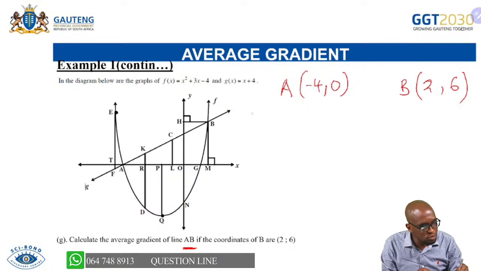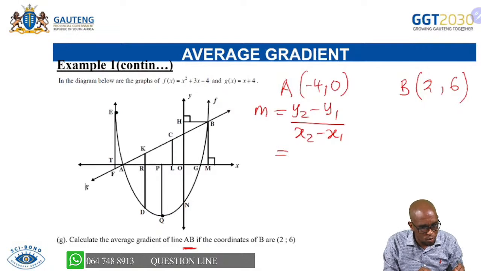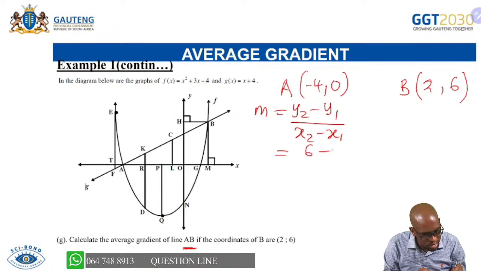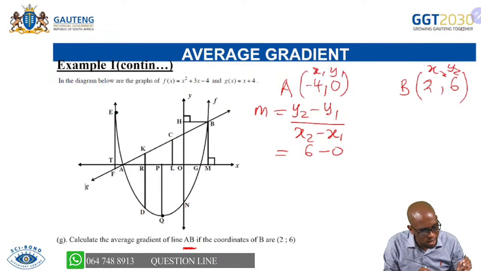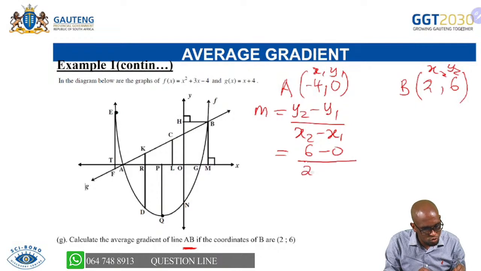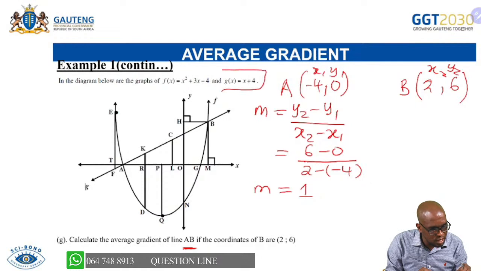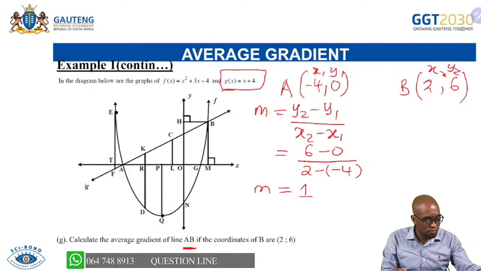And then B is given by 2:6. So we're going to be using gradient is equal to y2 minus y1 over x2 minus x1. So y2 minus y1, in this case, should be 6 minus 0, over 2 minus minus 4. So the average gradient would be equal to 1. Either way, from this equation here, you see that the gradient of that line is equal to 1. So we've worked that out as well.